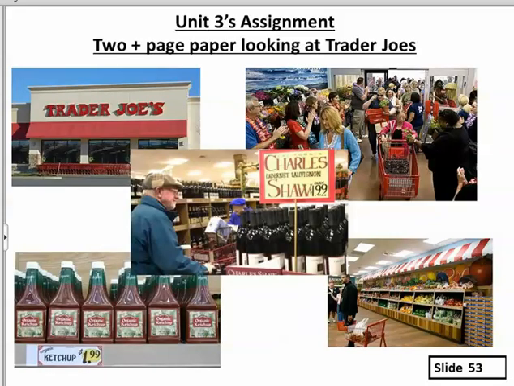For your assignment, we're going to be talking about a chain of grocery stores called Trader Joe's. You get to do a little bit of research on them. What makes them so special? How did they get started? So the assignment should be pretty good. It should be very interesting. It lets you see how Trader Joe's got started and what makes them special. And are they special? And so you have some interesting stuff with that.